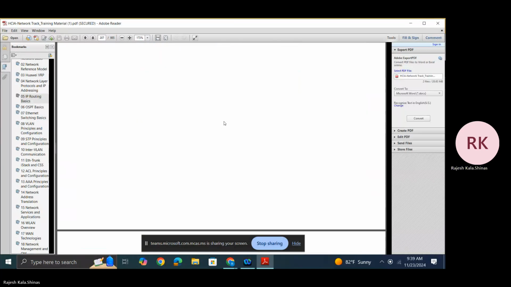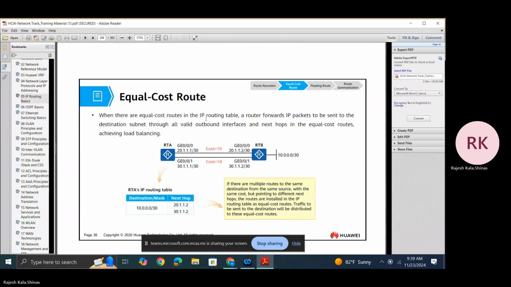Okay, equal cost route. I have two routes from RTA to this network 10.0.0.0/30. One is via 21.1.1.1/30, another one via 30.1.1.1/30. One is G0/0/0, one is G0/0/1. But both costs are 1010. Which one will I choose? I'll choose both.